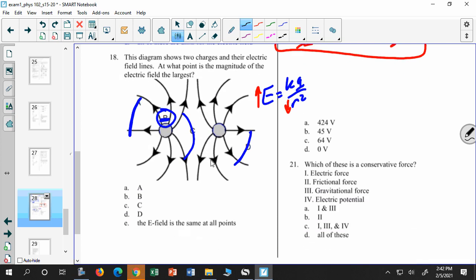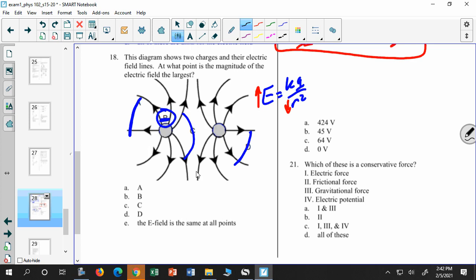With the what now? At B? Yeah. Yeah, because you're closer to that charge.